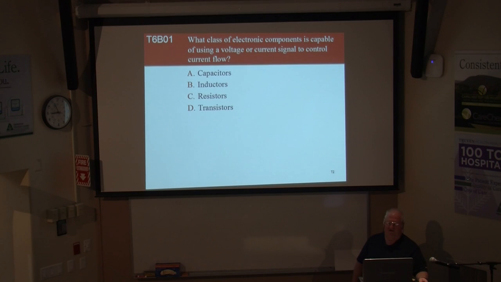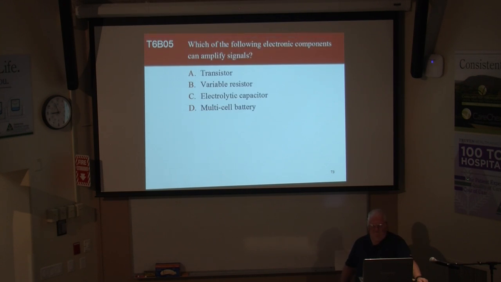What class of electronic components is capable of using a voltage or current signal to control current flow? Transistors. Which of the following electronic components can amplify signals? Transistors. They control the flow of electrons, or the electricity. So the transistor can tell another unit, here's more electric for you to do your job better, and that can amplify.